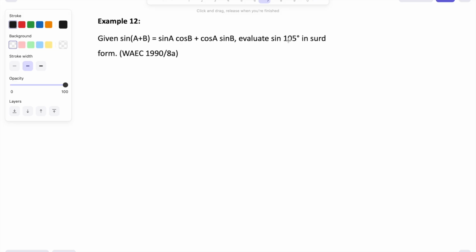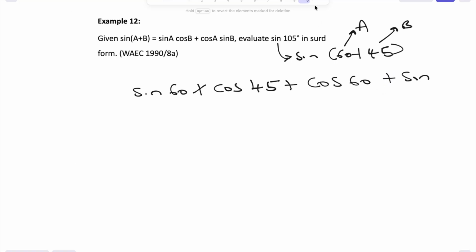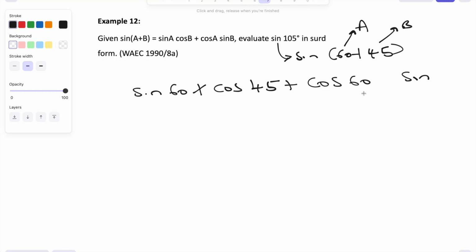Let's have it together. So we said this is something like saying sine of 60 plus 45. So automatically this becomes our A and this becomes our B. So this would be sine 60 multiplying cos 45 plus cos 60 multiplying sine 45. So this does not look like multiplication, so let me just make it look like multiplication.